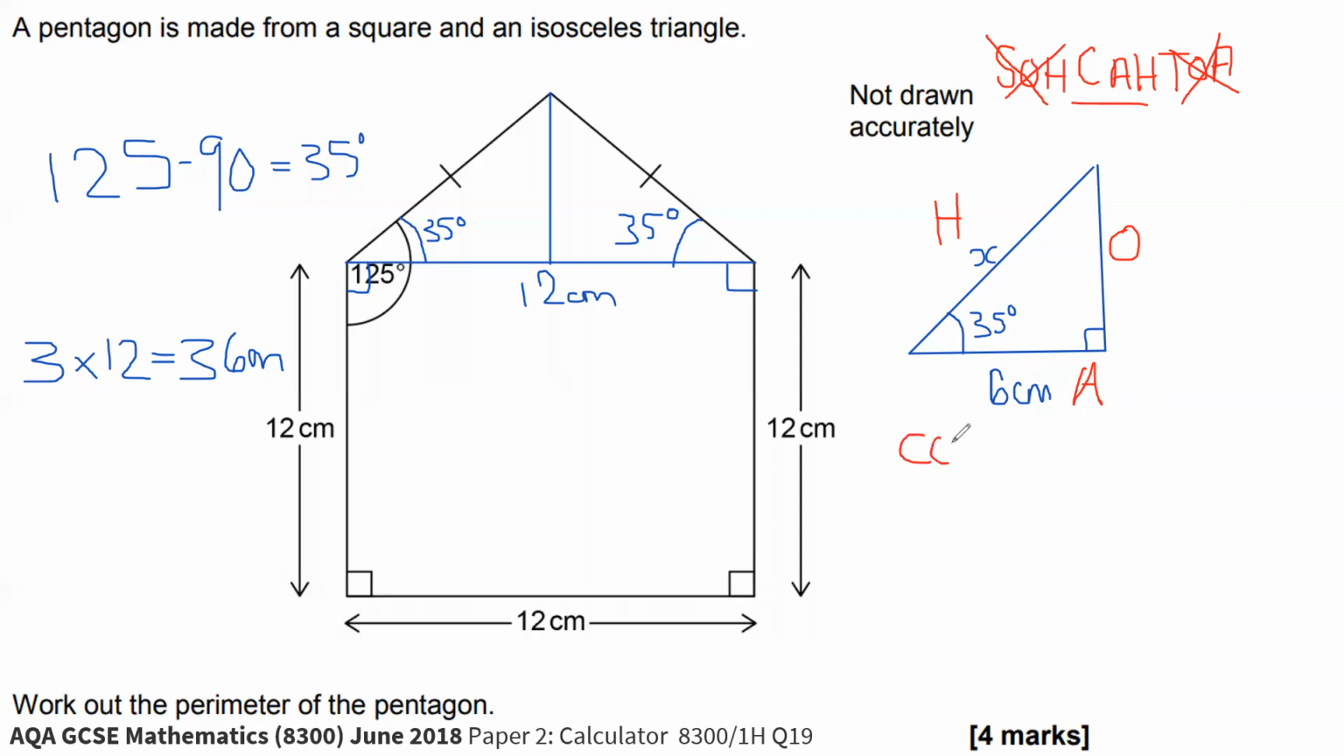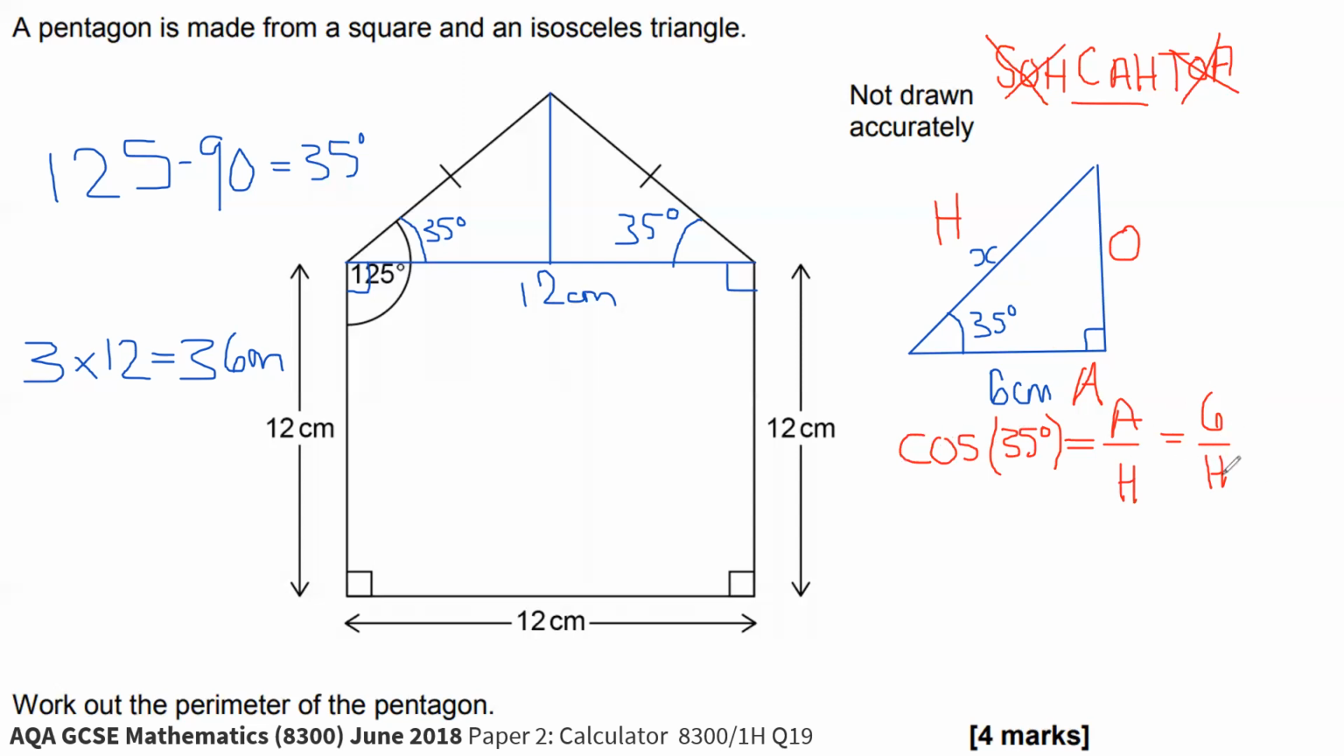So we know that cos of 35, so we always do sine, cos, or tan, in this case, cos of an angle. So cos of 35 equals adjacent over hypotenuse. And in this case, the adjacent is 6. We've got 6 over the hypotenuse. And that's what we're trying to work out, is what the hypotenuse equals.